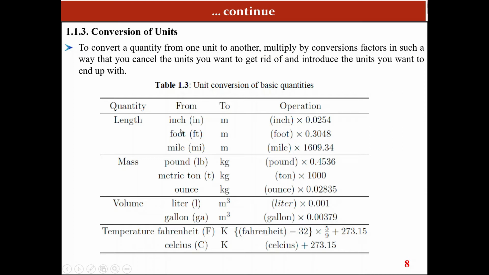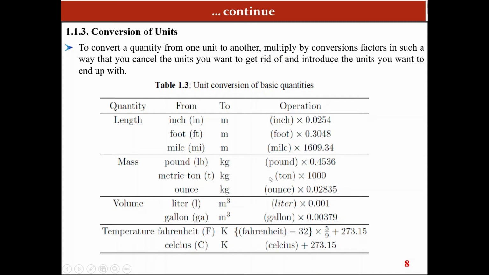Okay, so for example, if you have 100 inch and you want to know how much in meter, multiply 100 by 0.0254, and it will become 2.54 in meter. Just like that, for mass also, we have pound, and I want to convert into kilogram. We have to multiply pound by 0.4536, and you will get kilogram.